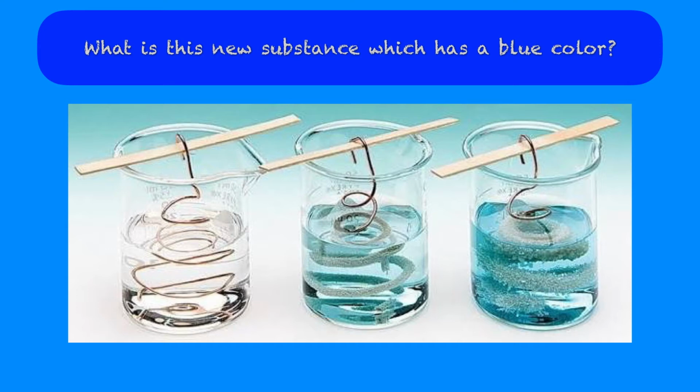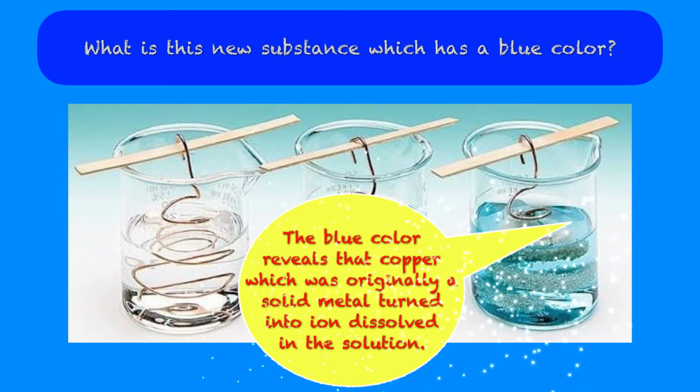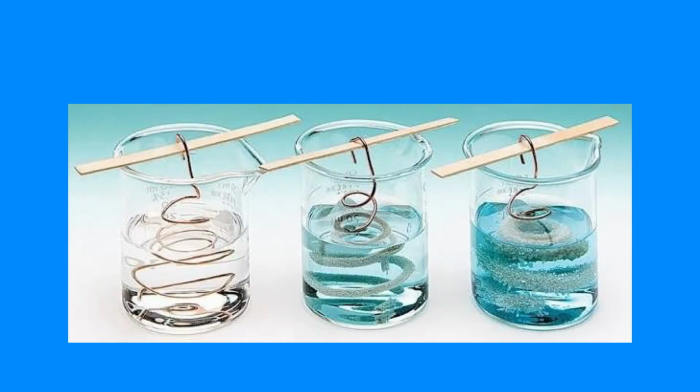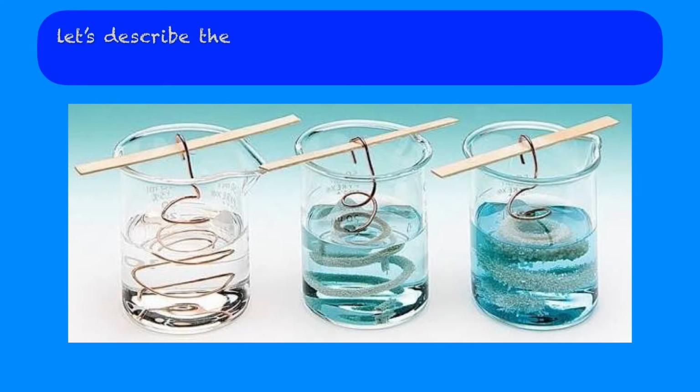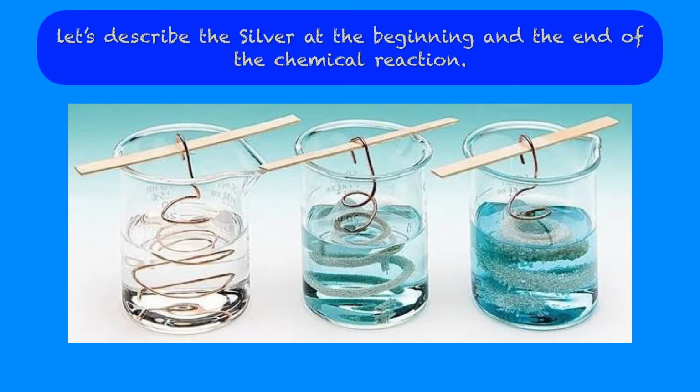What is this new substance which has a blue color? The blue color reveals that copper, which was originally a solid metal, turned into an ion dissolved in the solution. Great. Now, let's describe that silver at the beginning and at the end of the chemical reaction. The silver, which was ionic, dissolved in the solution, turned into a solid metal.